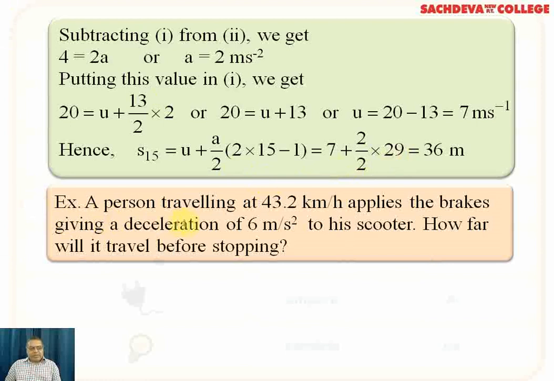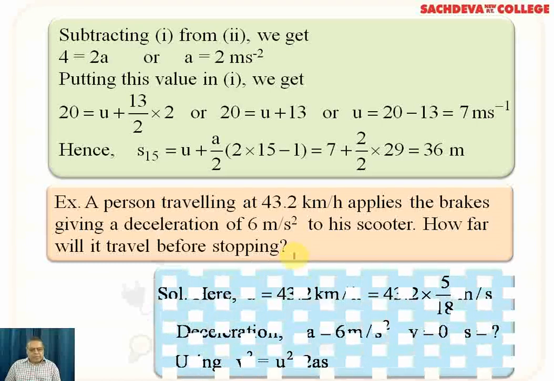A person traveling at 43.2 kilometers an hour applies the brakes, giving a deceleration of 6 meters per second square to his scooter. How far will it travel before stopping? So what we will do, the person is traveling in the car and deceleration is at the rate of 6 meters per second square. It means that when the body is moving and the brakes are applied, the retardation will be produced. How far will it travel before stopping?